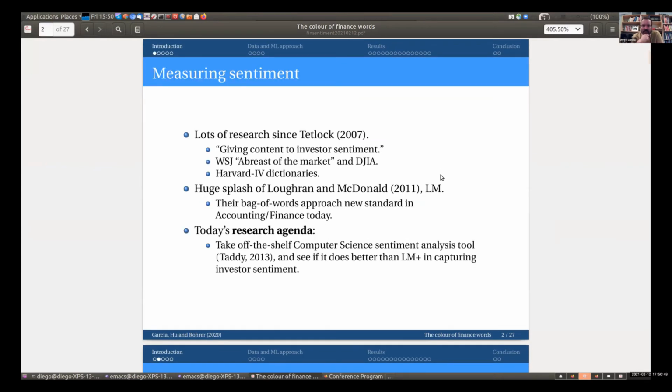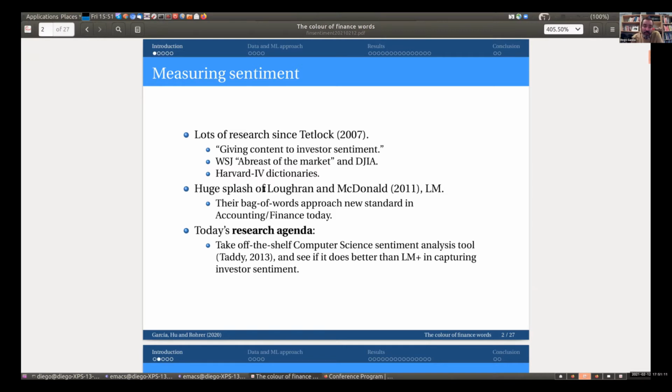What is this paper about? This paper is about measuring sentiment, trying to color words, and in particular finance words. This goes back to, at the very least, Tetlock 2007, who wrote the JF paper, Giving Content to Investor Sentiment, and used this bag of words approach, which at the time was the gold standard in the computer science literature.